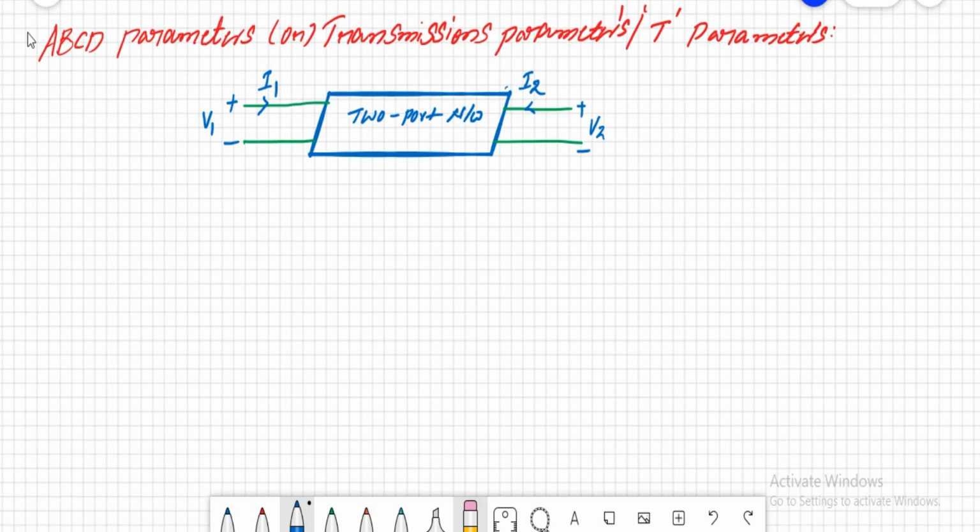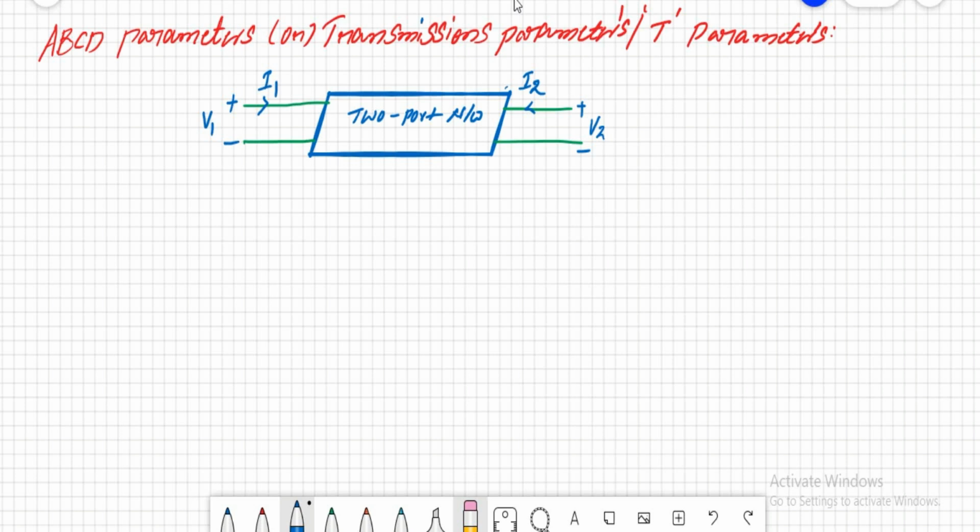Today we are going to see the next parameters, the ABCD parameters, or transmission parameters, or capital T parameters. Actually, in your portion, we have only 4 parameters, but in total we have 6 parameters.